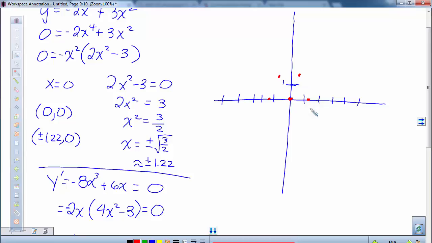Okay, so the question is, does it look like this? What does it look like? Or does it look more like that? Okay, we're going to find out. Okay, questions about what we have so far?